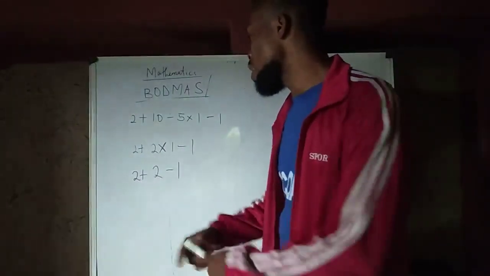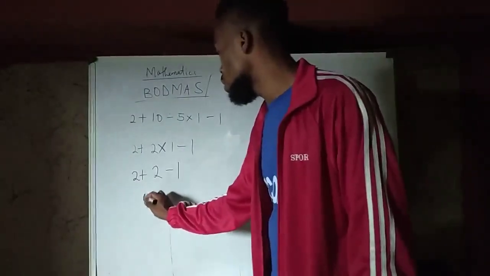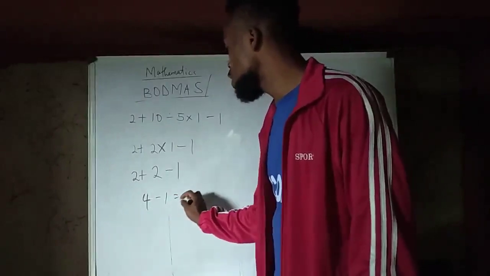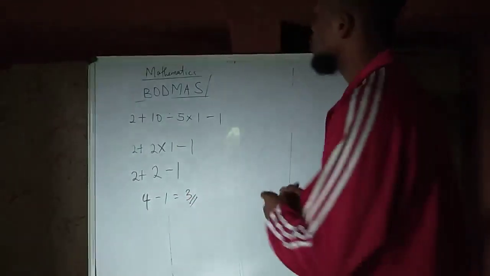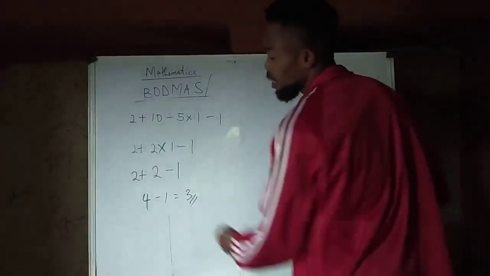So 2 plus 2 here is what? 4, minus 1, which gives us what? 3. So the whole of this thing evaluates to 3.